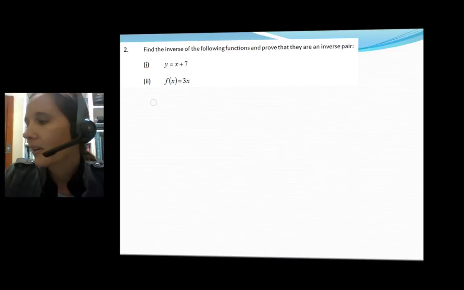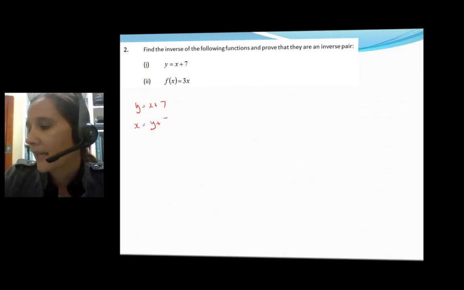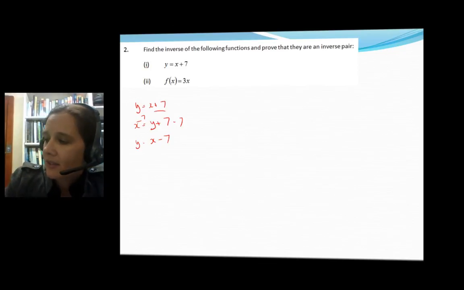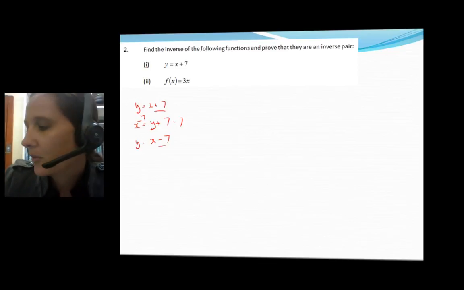So here we've got y is equal to x plus 7. We want to find our inverse function. So we're putting x is equal to y plus 7. Subtract 7 on both sides. y is equal to x minus 7. And we know the opposite of adding 7 is subtracting 7. But we'll go through this one here.